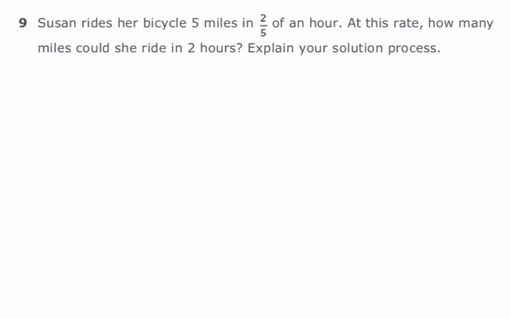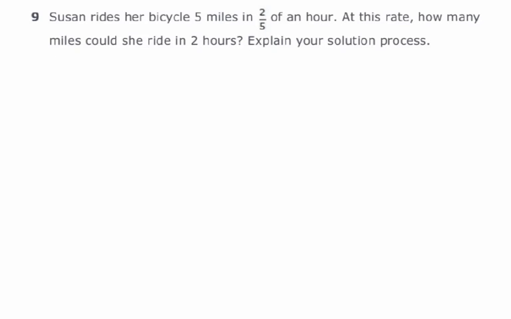Susan rides her bicycle 5 miles in 2/5 of an hour. At this rate, how many miles could she ride in 2 hours? Explain your solution process. So we're given a rate to begin with, and then from there we need to make a prediction, or a projection, I guess I should say, and figure out if she's going so fast in this fraction of an hour, how fast could she go in 2 hours?